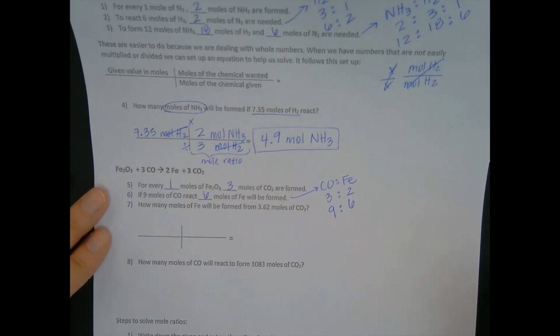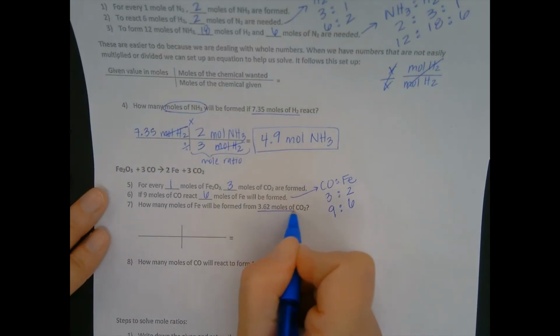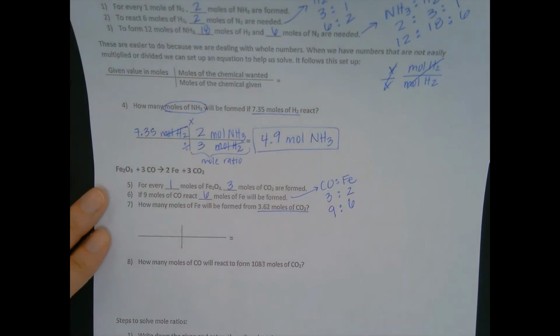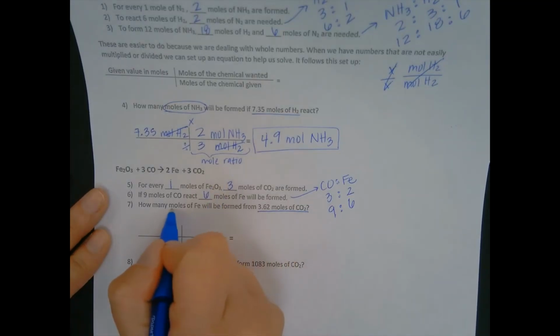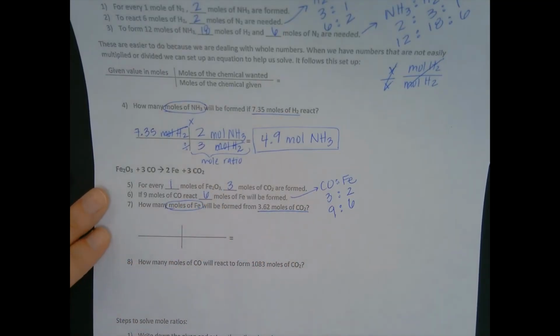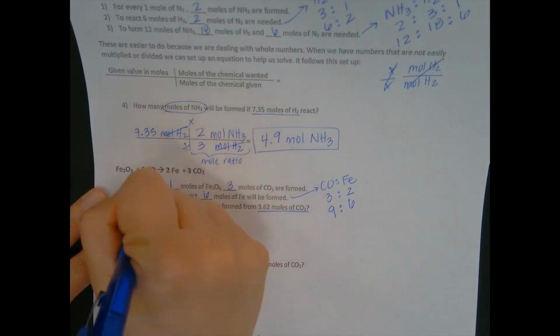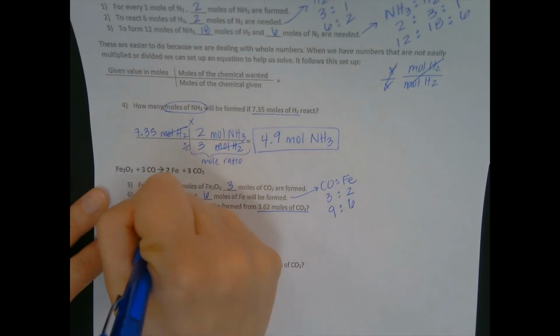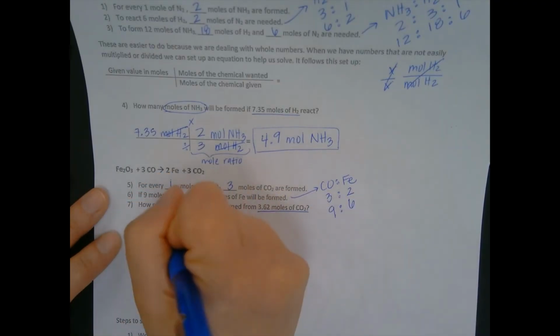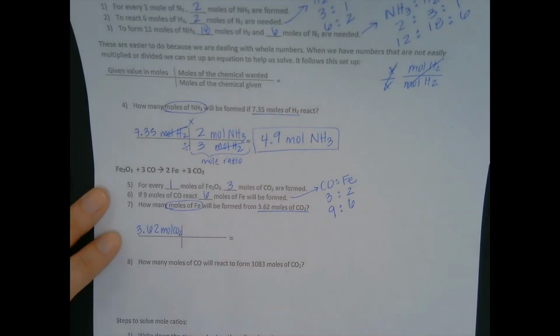So we're going to do the same strategy where we're underlining what we're given, we're going to circle what we want, and then we're going to set up our train tracks. Number 7, how many moles of Fe will be formed from 3.62 moles of CO2? What are you given? Perfect, I'm going to underline it. And what are you trying to find? All right, so the next part is putting in my train. So whatever you're given is going to be your train on your train track in that upper left box. 3.62 mole CO2.